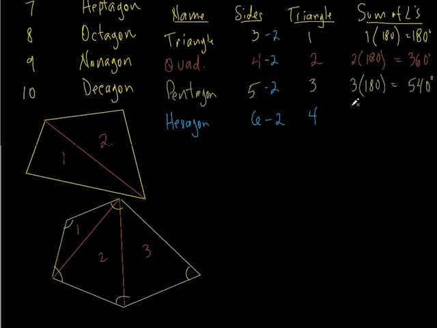If I want to find out the sum of all the angles, what do I do? Take 4 times 180. What's 4 times 180? 720. Make sense?